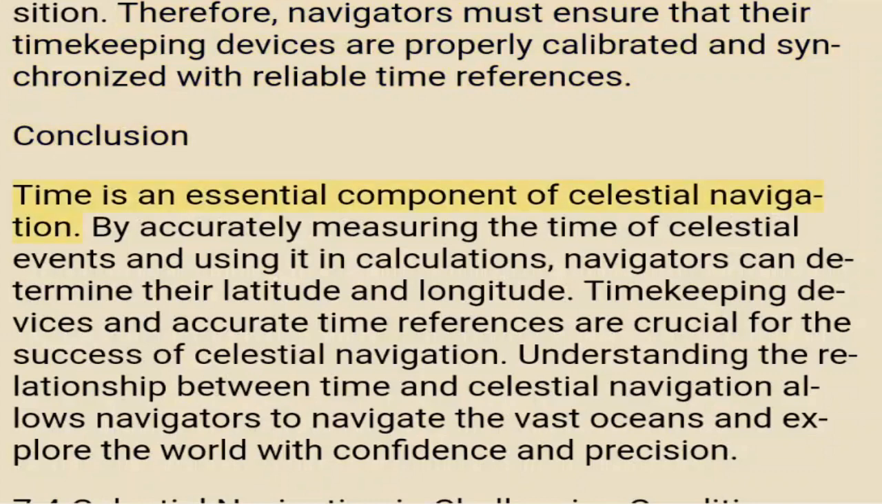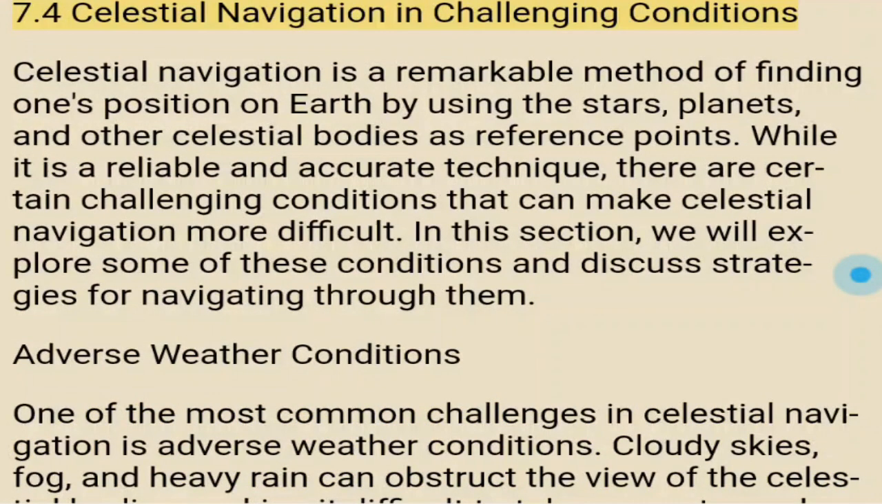Conclusion. Time is an essential component of celestial navigation. By accurately measuring the time of celestial events and using it in calculations, navigators can determine their latitude and longitude. Timekeeping devices and accurate time references are crucial for the success of celestial navigation. Understanding the relationship between time and celestial navigation allows navigators to navigate the vast oceans and explore the world with confidence and precision.